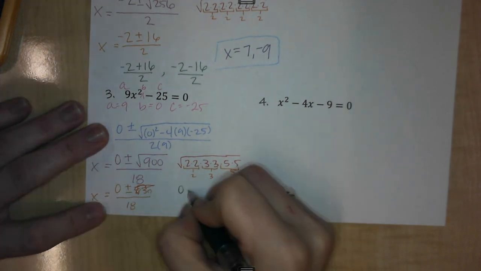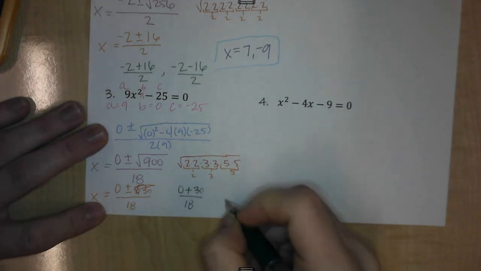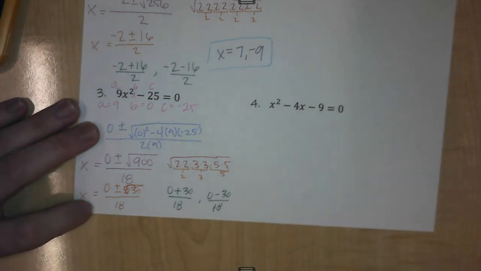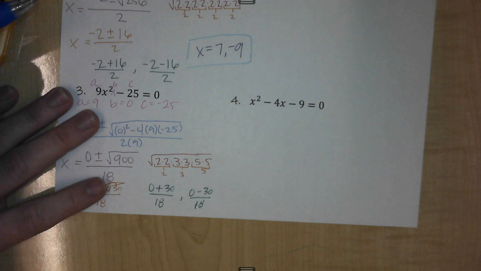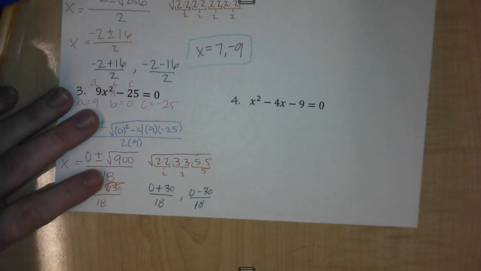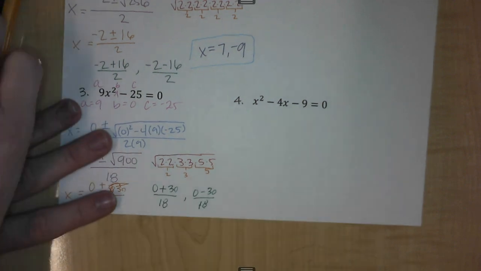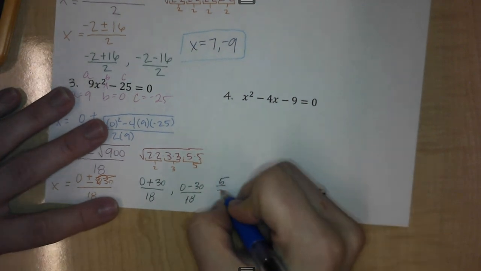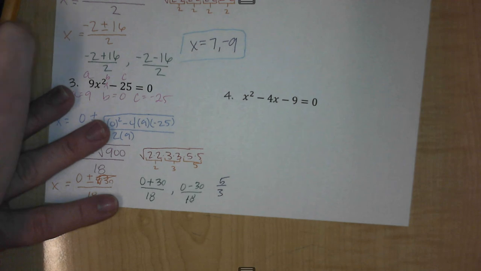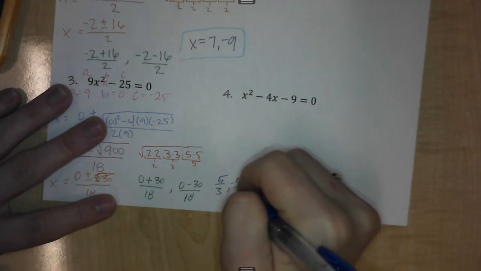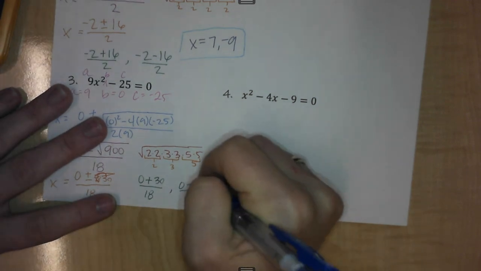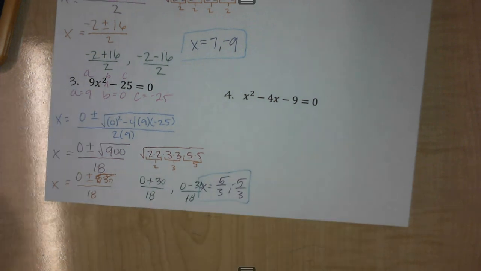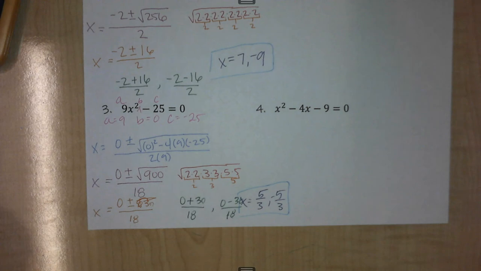Remember, we have to do 0 plus 30 divided by 18 and 0 minus 30 divided by 18. So we've got 0 plus 30 divided by 18. 30 divided by 18 is 5 over 3. Negative 30 divided by 18 is going to give me negative 5 over 3. These are our values of x. This is our final answer. All right, let me know if you have questions plugging into your quadratic formula.